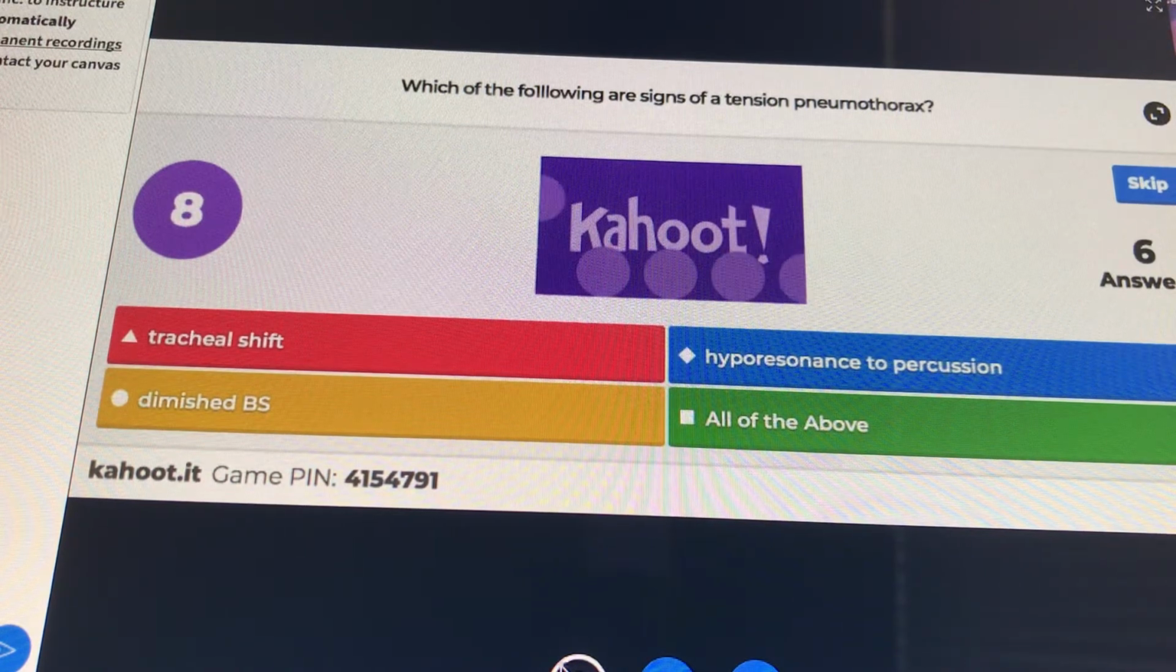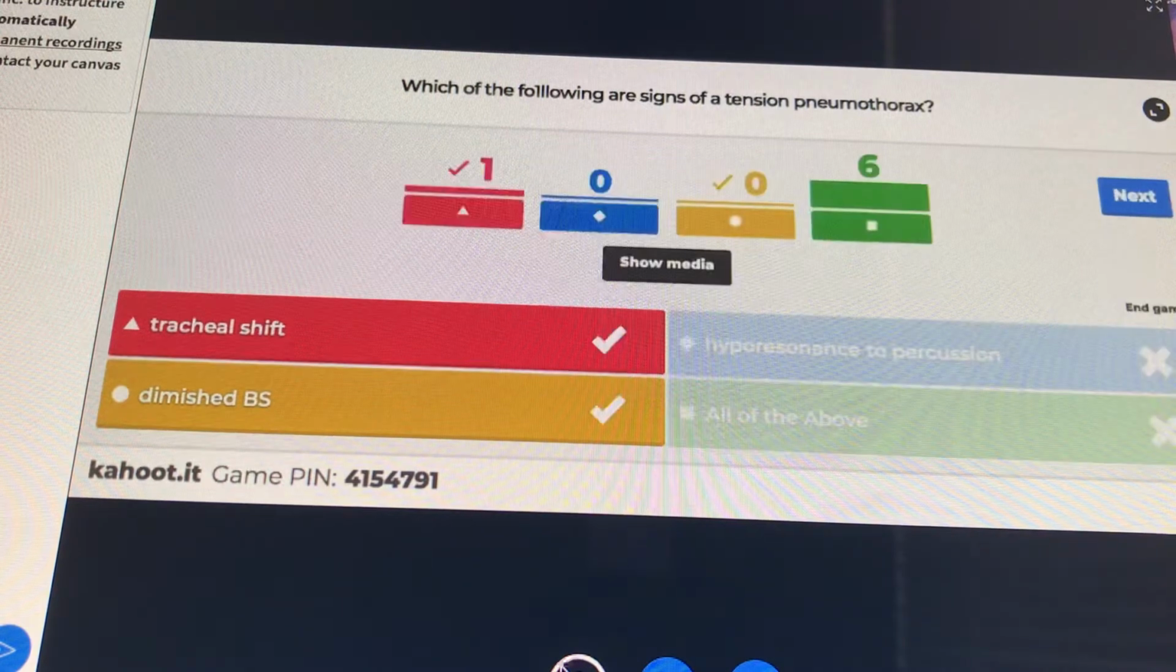Which of the following are signs of tension? That's going to be a tracheal shift away from the problem, diminished breath sounds on the affected side, and if you were going to do percussion, you would feel, or hear, hyperresonance, not hyporesonance, to percussion. So that's why it's not all of the above.